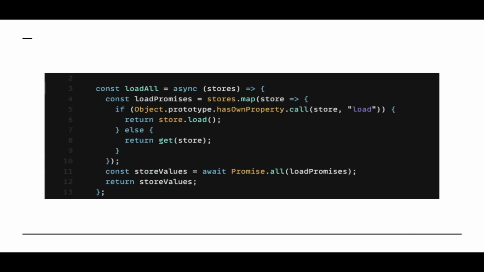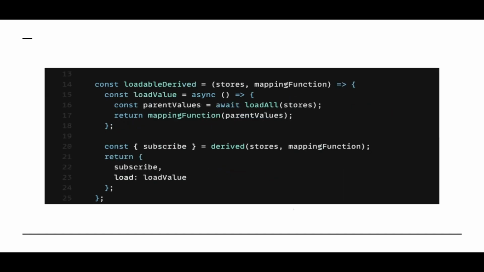Then we await all of the parent's load functions to get us a collection of the parent store's loaded values. In our custom store, we include a load property that calls load value. This means calling load on one of these stores will await any async readable parents and then give us the value of the store, giving us the ability to await the derived store's data.